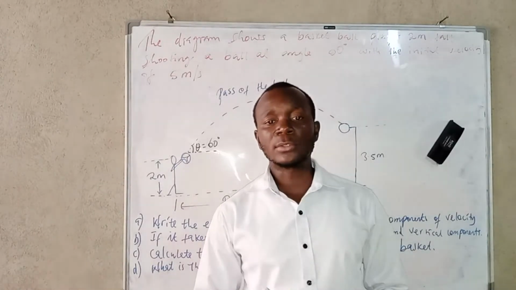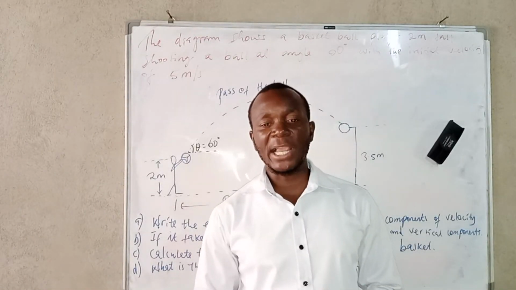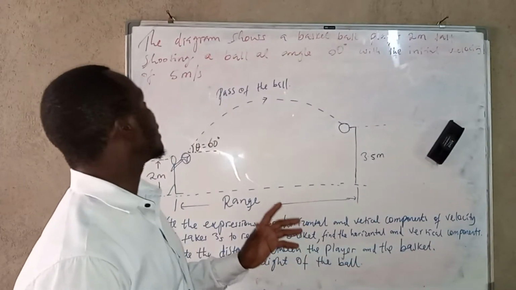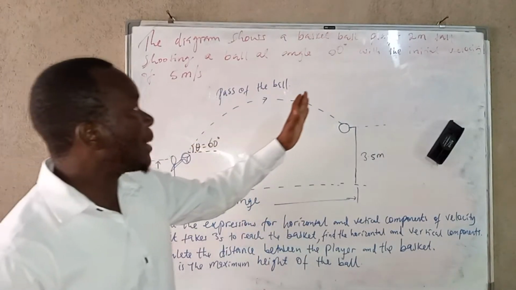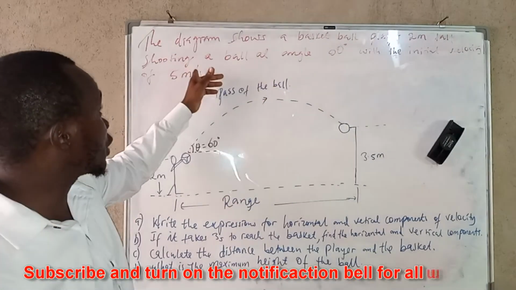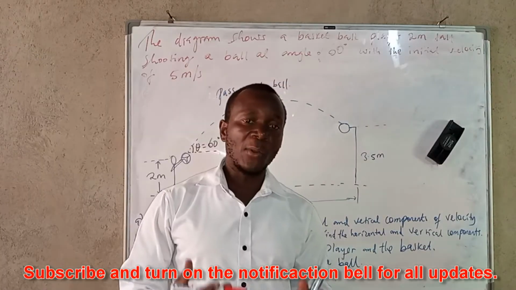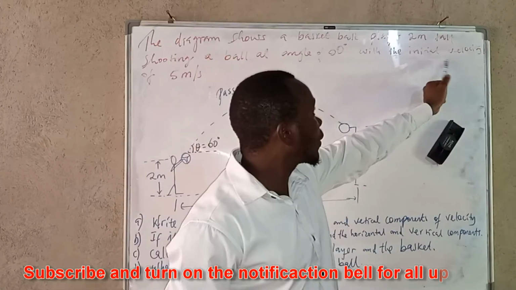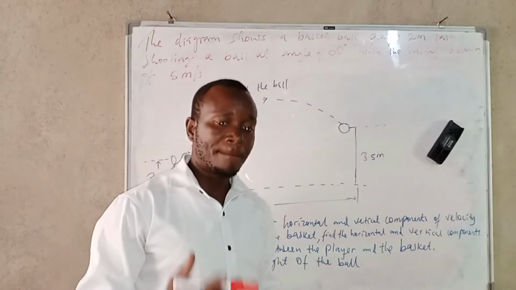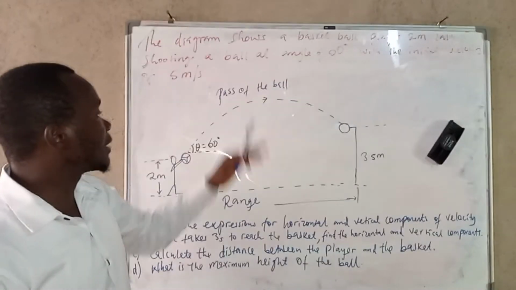Welcome. In this video, we are going to look at one of the interesting questions under projectile motion. The question says, the diagram shows a basketball player who's 2 meters tall shooting a ball at an angle of 60 degrees with the initial velocity of 5 meters per second. So this is the question.